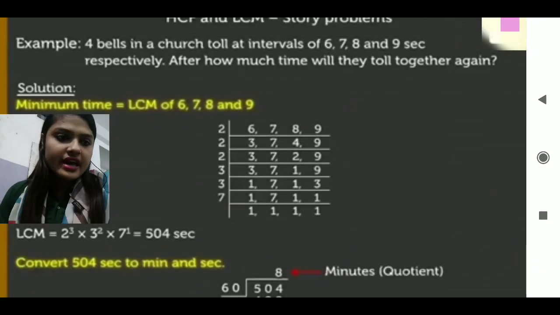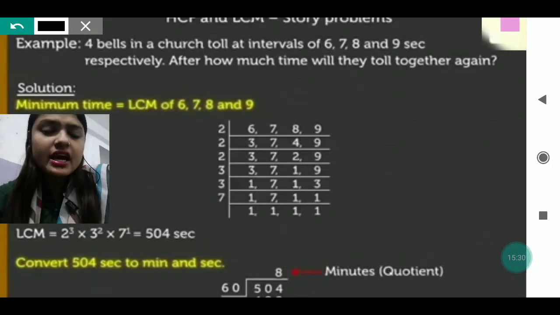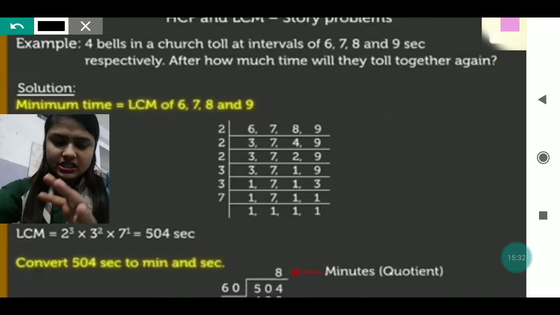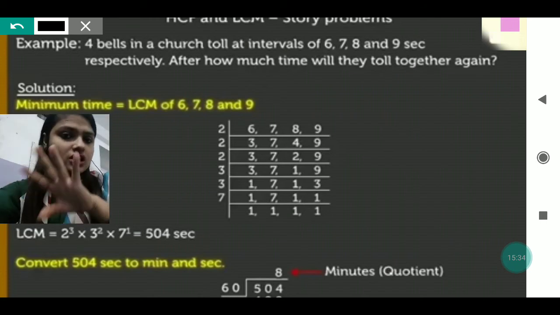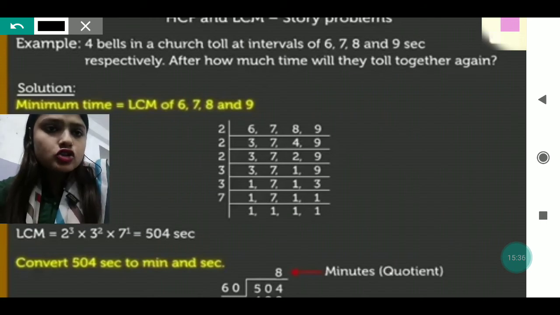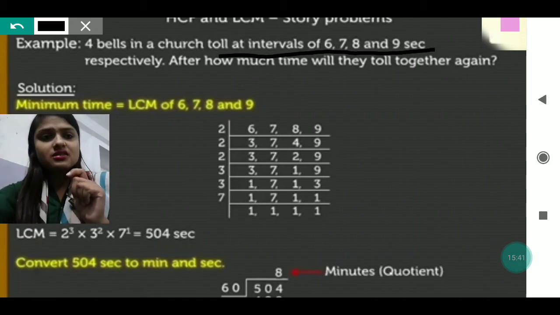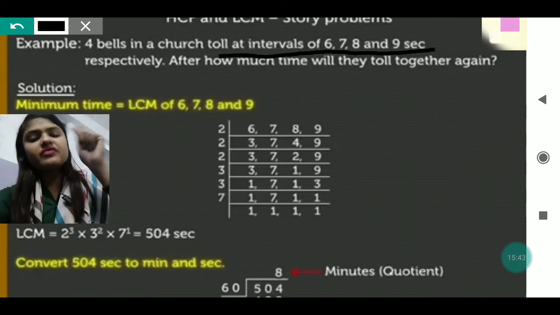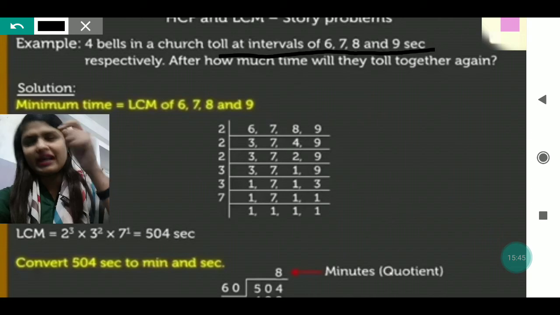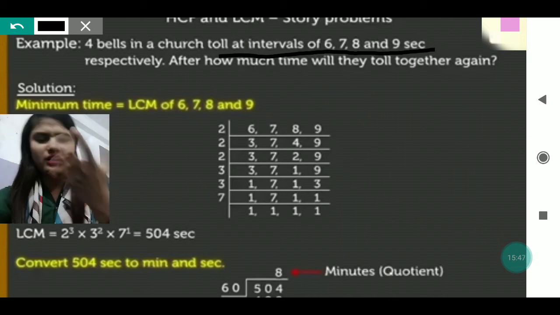In the same way, as we are seeing this, you can see 4 bells in a church. There is a church, and in that church 4 bells are there. They toll at an interval of 6, 7, 8, and 9. What do you mean by toll? Toll means when we bang it, or like this.